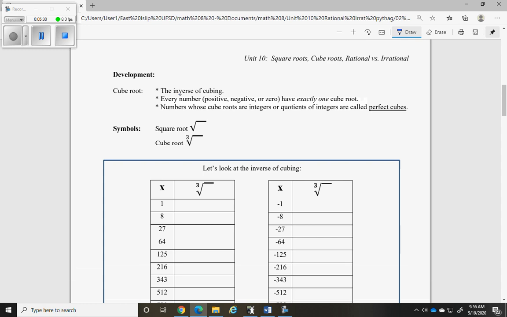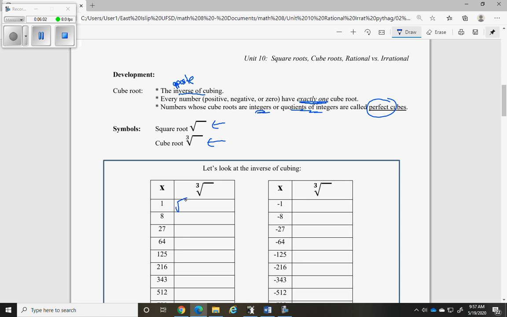So cube root is the inverse of cubing. Remember, inverse means opposite. Every number, positive, negative, or 0, has just one cube root. Square roots, there are 2 answers. Cube roots is only 1. Numbers whose cube roots are integers or quotients of integers are called perfect cubes. Remember what a square root looks like. To make it a cube root, you just put a little 3 in the corner.